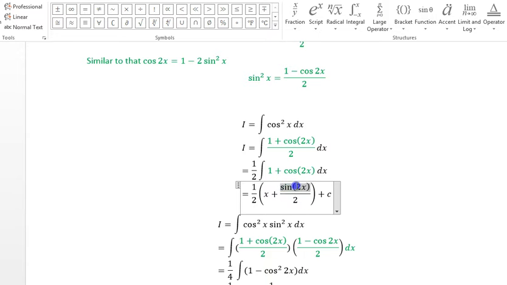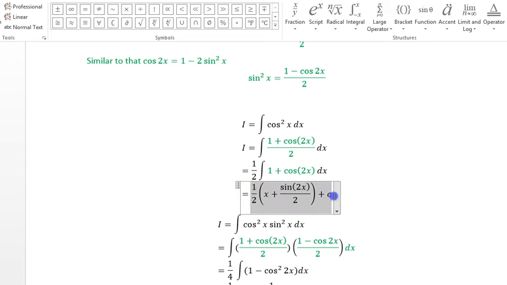Just concentrate on differentiating sine 2x. What do you get? It will be cosine 2x, but you need to multiply by 2. So you get the cosine 2x, but you get an additional 2. So to cancel out the 2, we need to divide by 2. So the integral of cosine 2x is sine 2x over 2. So this is the answer.